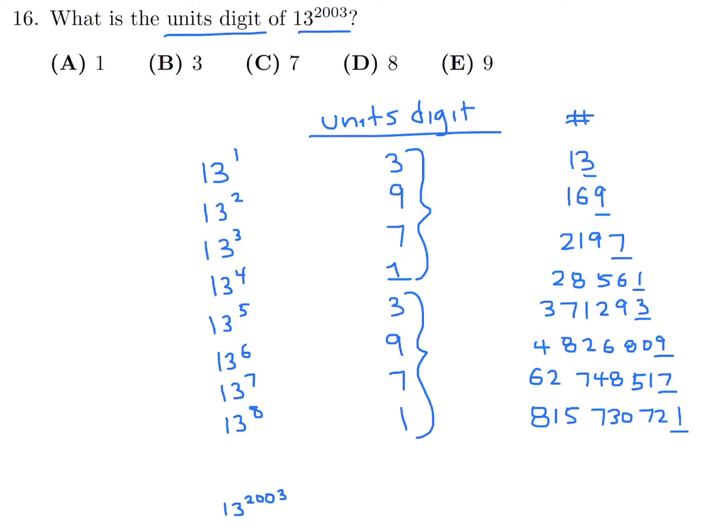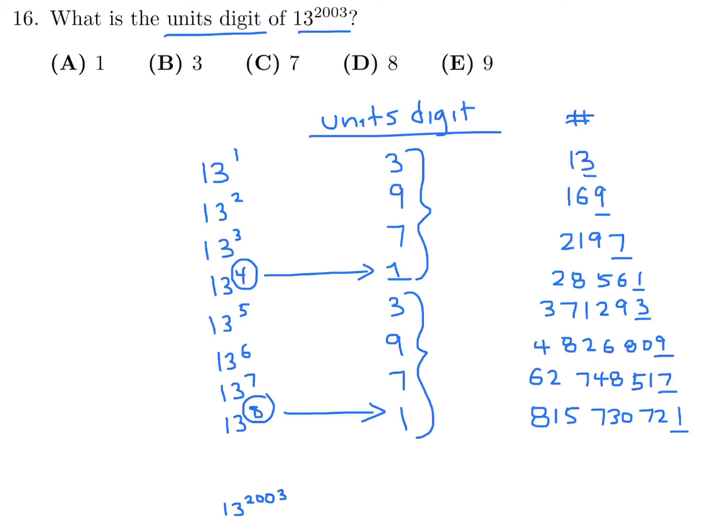Well, what I always do is I look at the 4th one and the 8th one, and you see that it has the same units digit. So that means every time the exponent is a multiple of 4, it will have the same units digit. In our case, that being 1.